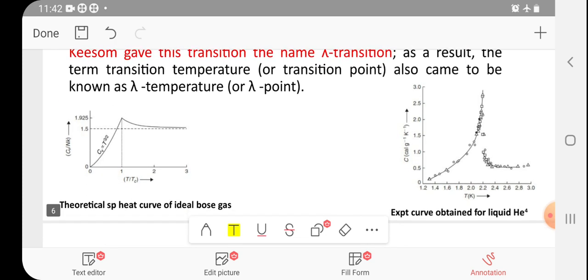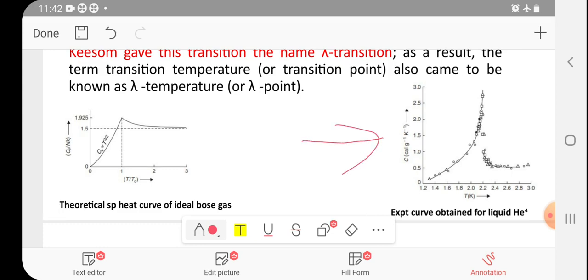So this figure is the behavior of the specific heat in the case of liquid helium, where the x-axis shows the temperature and the y-axis is the specific heat. This particular figure is the variation of the specific heat with respect to temperature for liquid helium.